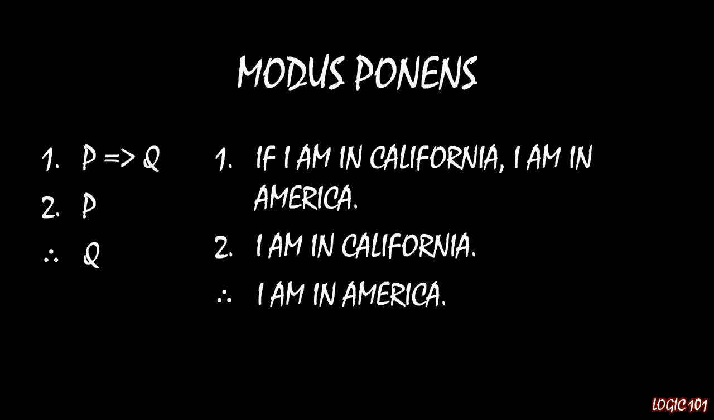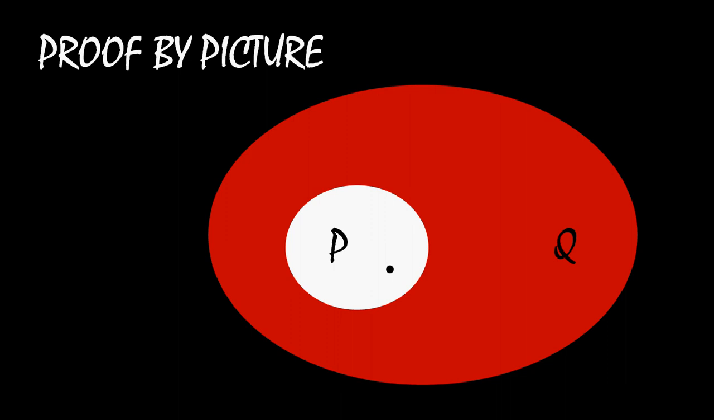And we can actually see this as a proof by picture. So this is how modus ponens works just by picture form. You can think of P as being California here and Q as being the United States. And this is actually an image lifted from our lecture on contraposition. Just like before in that lecture, if you're in P, just like that black dot there, if you're in California, and because P is entirely within Q, because California is entirely within the United States, if you're in P, if you're in California, you must be in America.